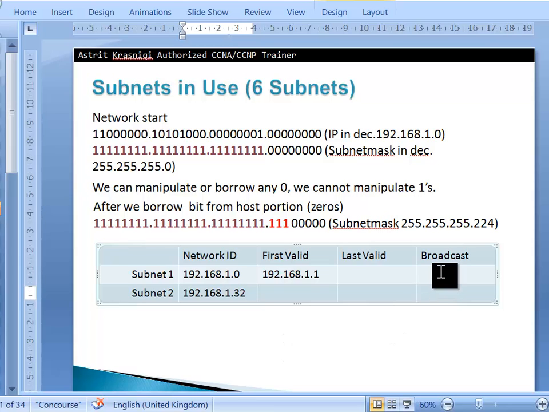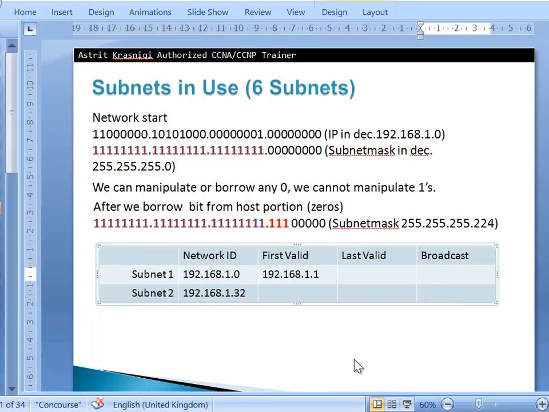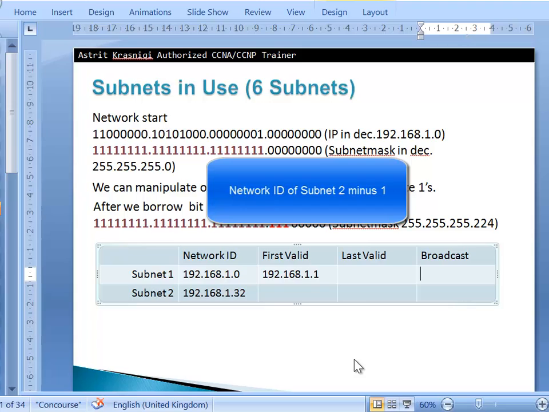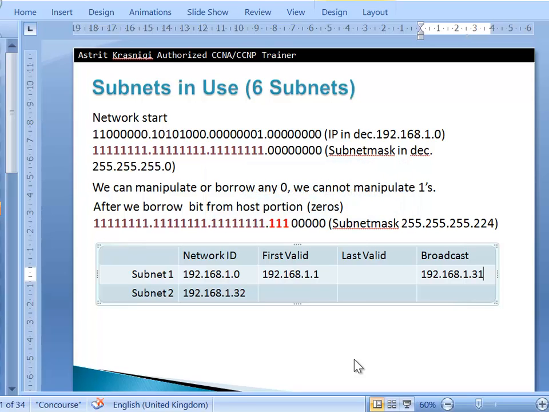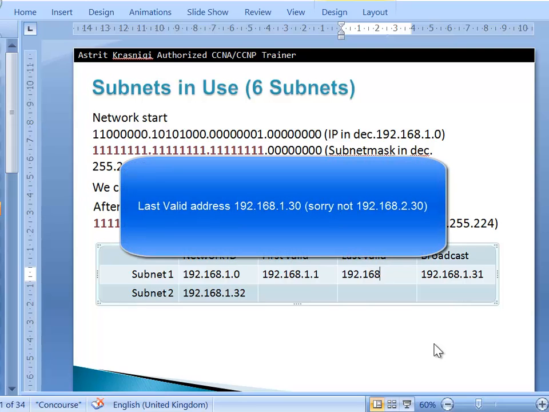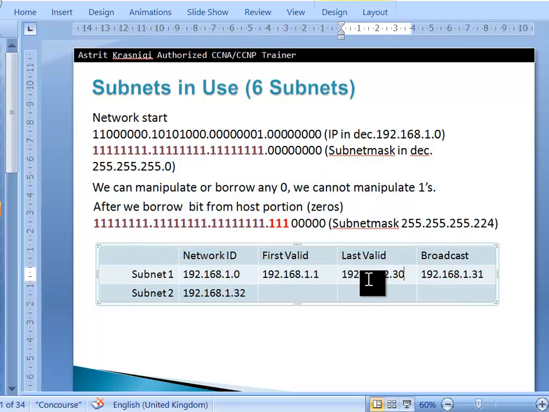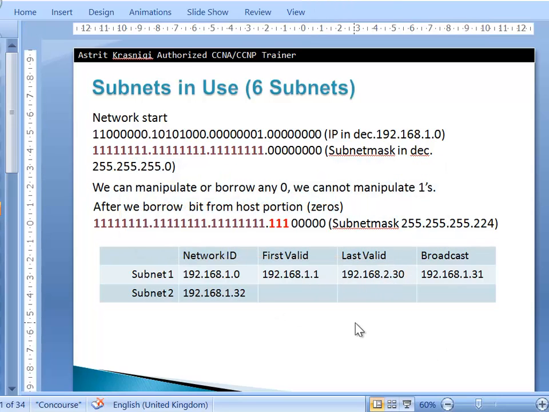So the broadcast address of subnet 1 is the network ID of subnet 2 minus 1, so it's going to be 192.168.1.31. The last valid address for subnet 1 is the broadcast address minus 1, so 192.168.1.30. Okay, so we can see there are 30 valid host addresses that we can give.